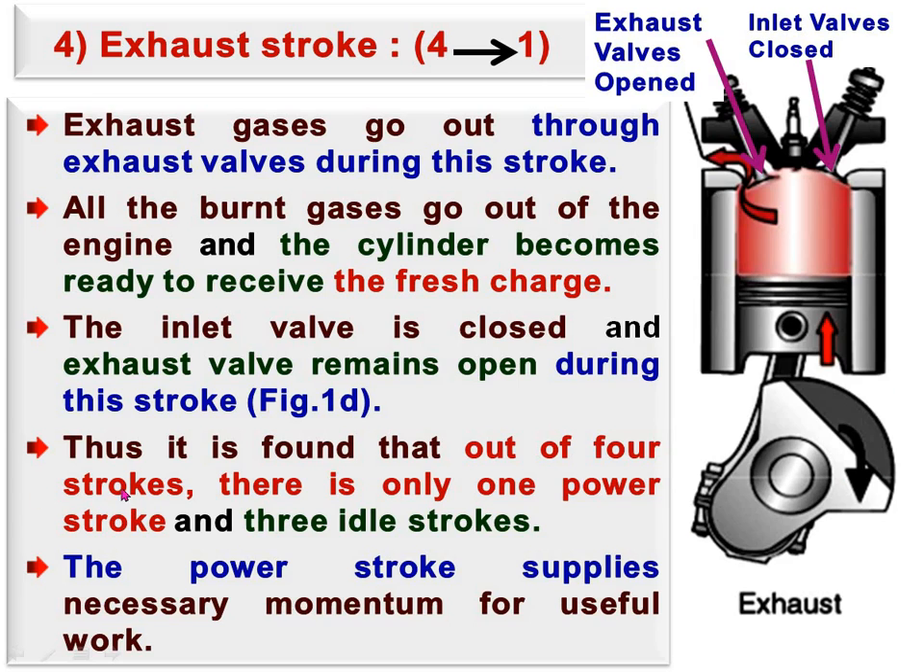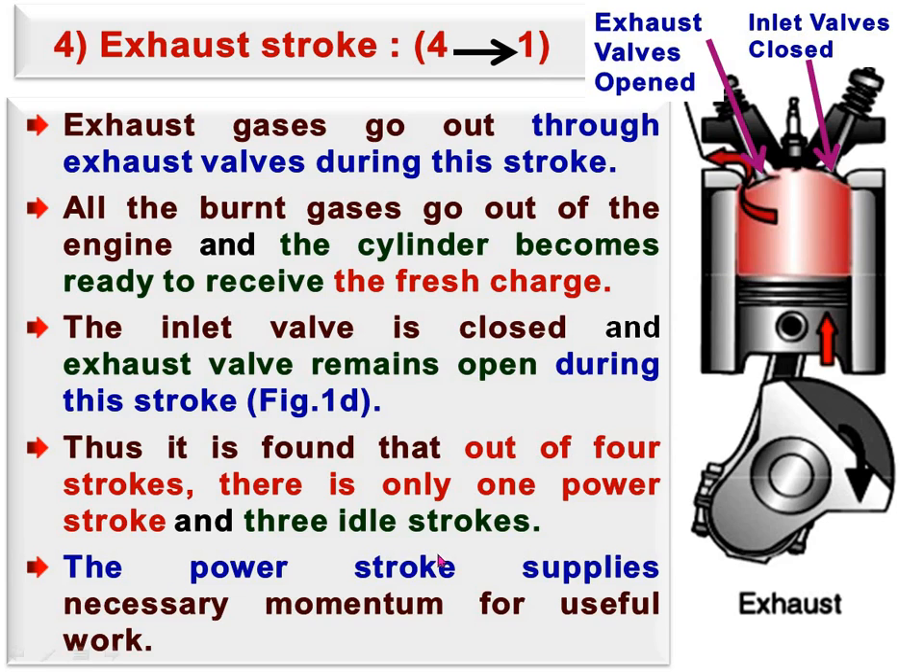See this figure. Thus, it is found that out of the 4 strokes, there is only 1 power stroke and 3 idle strokes. Our suction stroke, compression stroke and exhaust stroke are the idle strokes. Only the power stroke is the stroke in which we obtain the energy or power to run our engine cycle, as well as to get energy for further useful work.